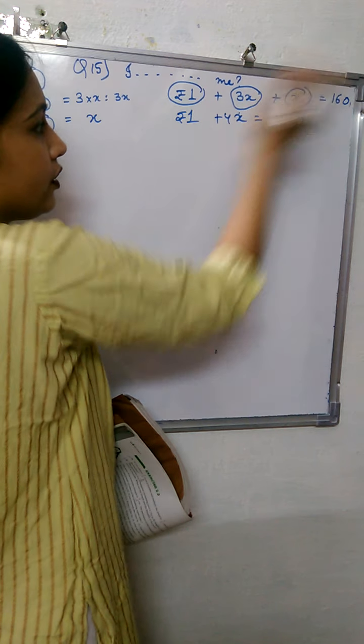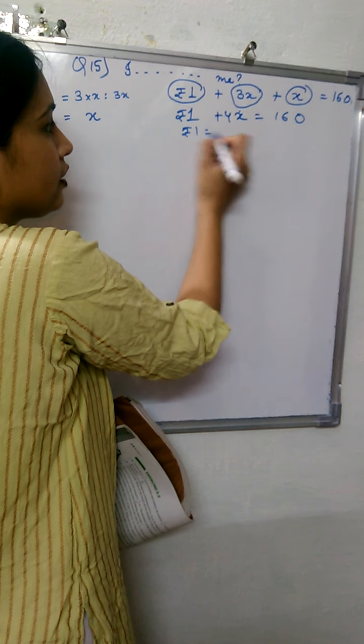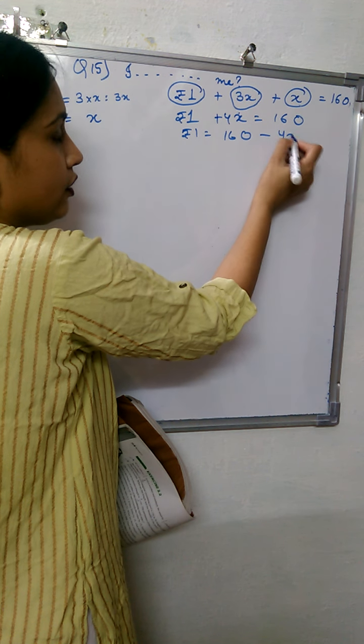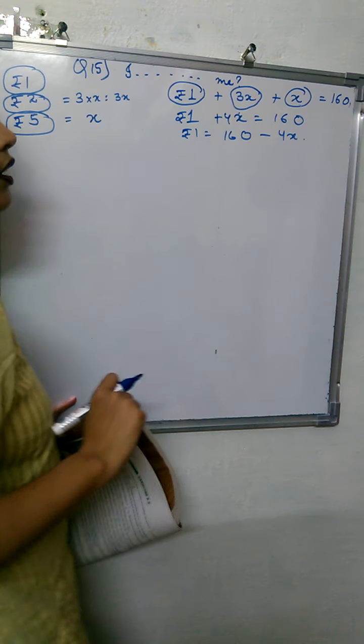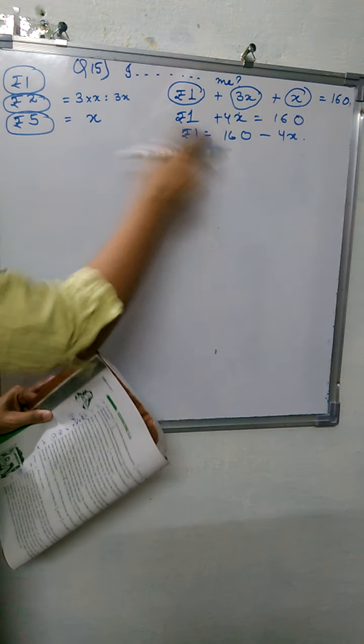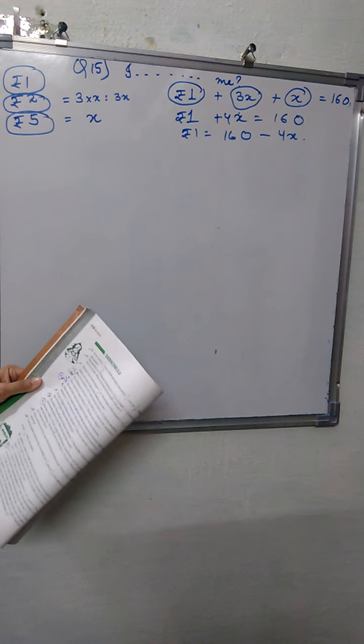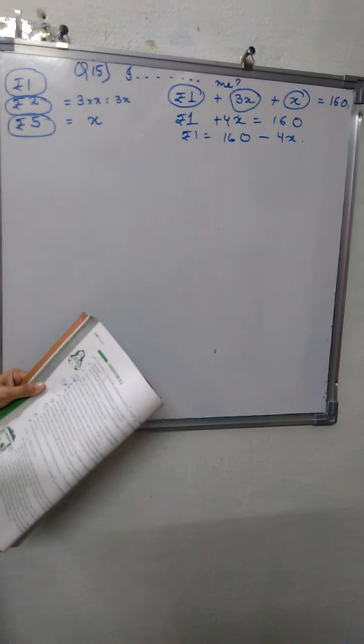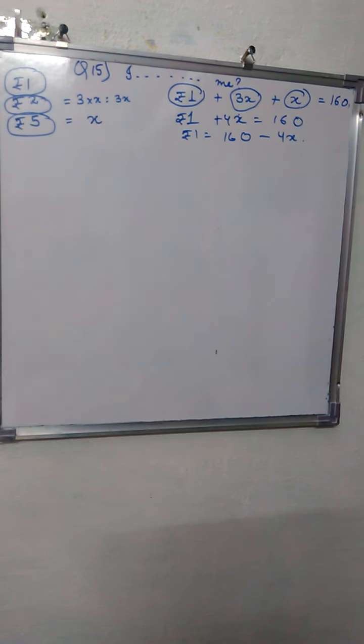Now this will shift to that side. So the number of rupees 1 coins is equal to 160 minus 4x. Okay. Now we have the number of each denomination of coins. Now we have to find the value also. Got it? The value also. So let's write what is given.